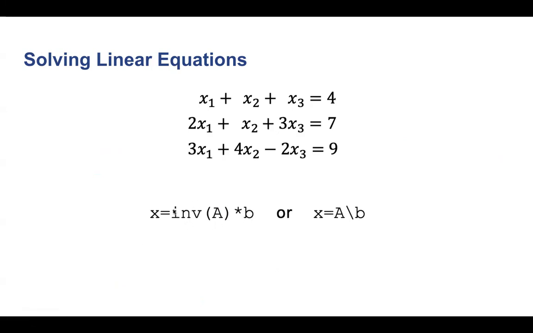Another way is, instead of calculating the inverse, there is a MATLAB operator, the backslash. This backslash does the same thing as the inverse operator. Either you can write inverse of A multiplied by B, or you can write A backslash B. Both will give you the same answer. We have already done this, and we saw that it gives you a column vector with x1, x2, x3 corresponding to it.